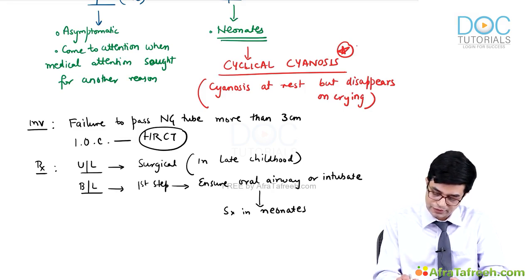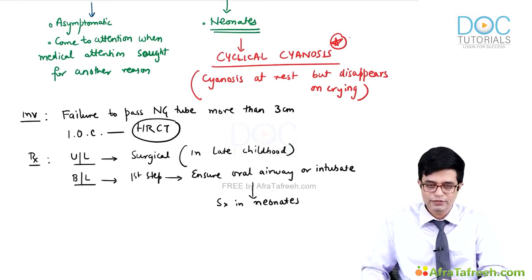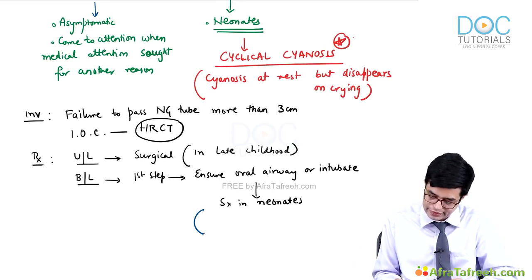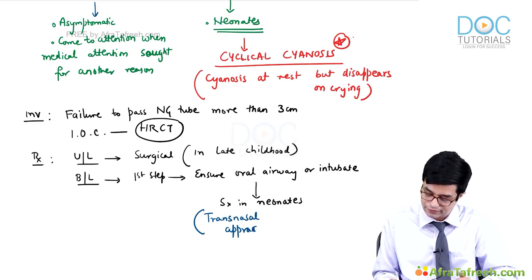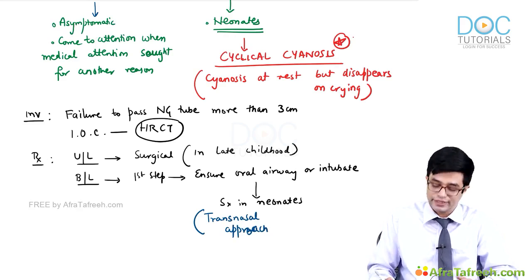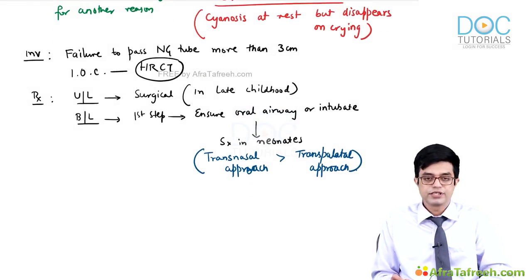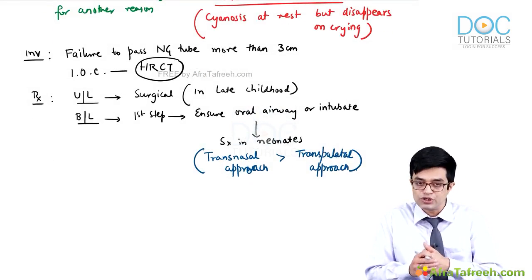Since we are doing things in an integrated manner, I am mentioning the surgery part also here. The surgery done here is the transnasal approach, surgery done through the nose, through the anterior external nares. So the transnasal approach is considered better, followed by the transpalatal approach. So this finishes the topic of choanal atresia.